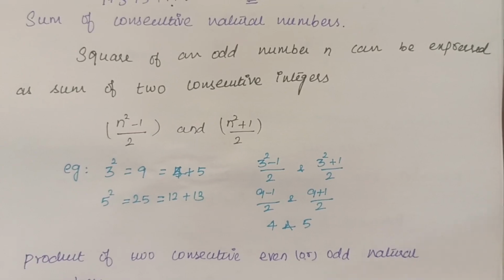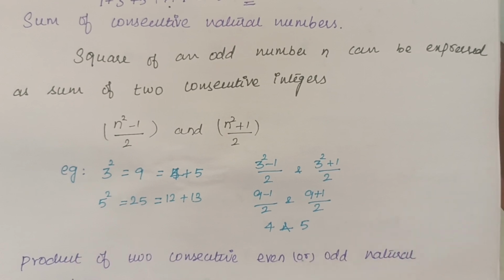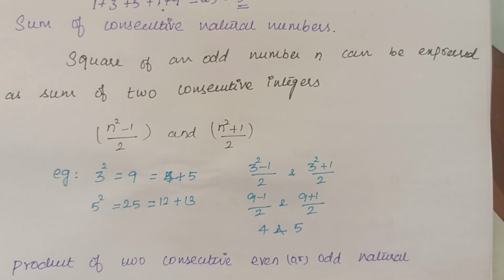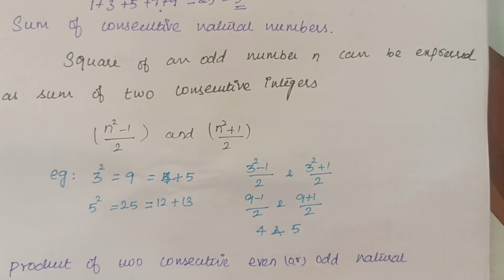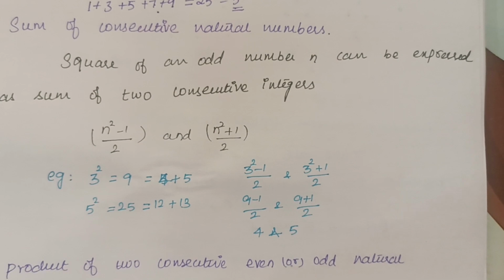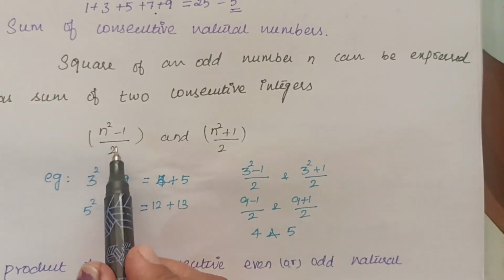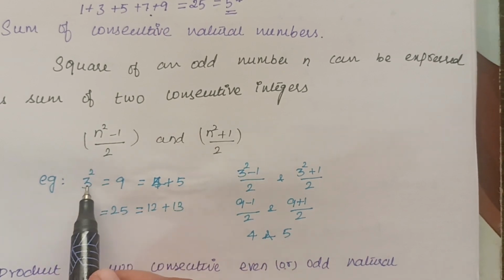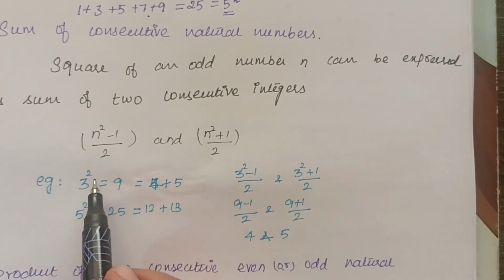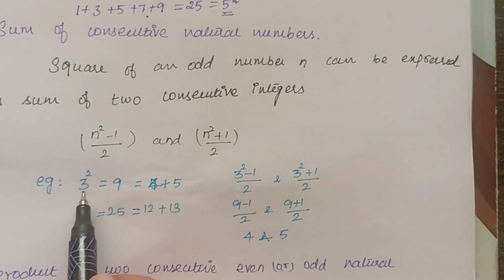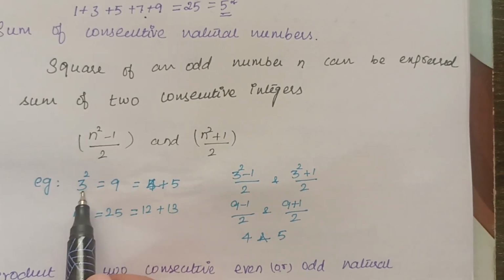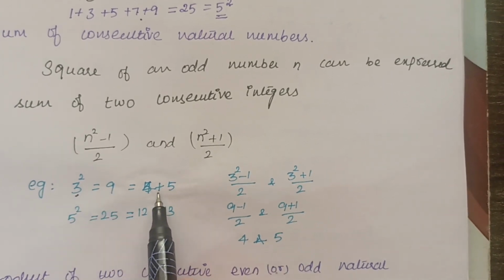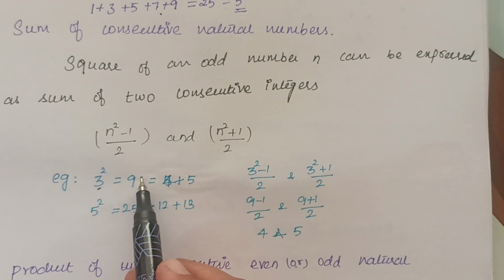Next is the sum of consecutive natural numbers. Suppose we want to represent an odd number's square as the sum of two consecutive integers, we can use this formula: n square minus 1 by 2 and n square plus 1 by 2. Here suppose n is 3, which is an odd number. We want to represent 3 square as a sum of two consecutive numbers. 3 square is 9. We can write 4 plus 5 is equal to 9.